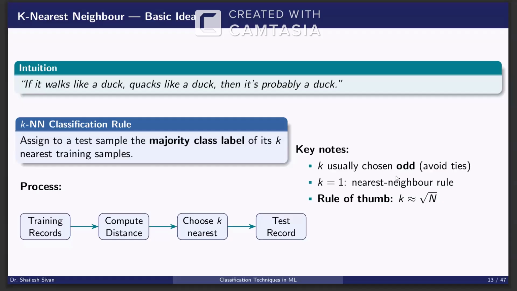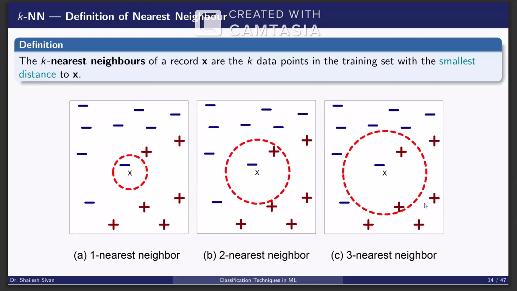K is usually chosen as odd, and K equal to 1 is the nearest neighbor rule. The rule of thumb is to choose K as the square root of n. What do you mean by square root of n? The square root of the number of samples in the data. We usually choose like that. And how does it work?